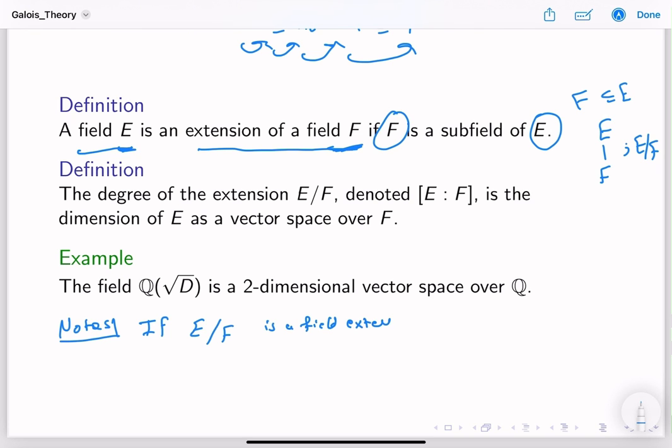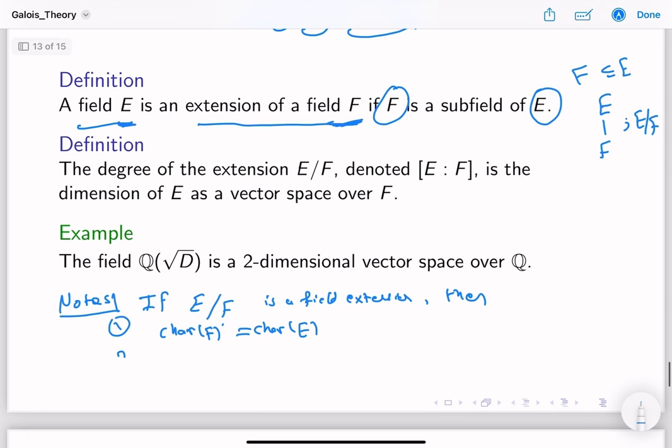If that's the case, if F is a subfield of E, then first of all we have the characteristic of F is equal to the characteristic of E, and second we have that E is a vector space over F. So let me clarify what I mean here.